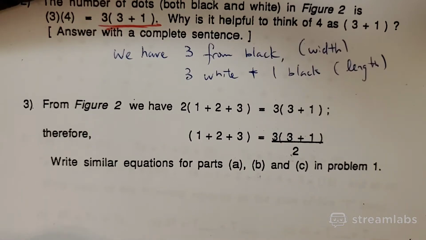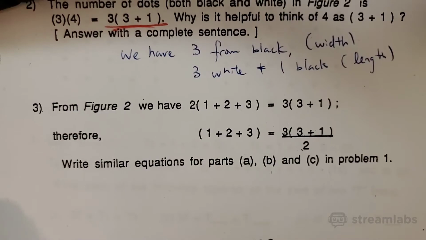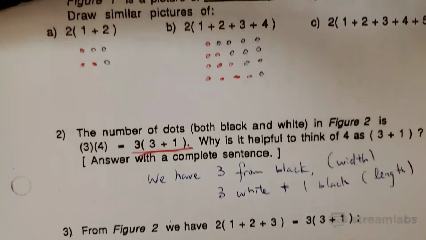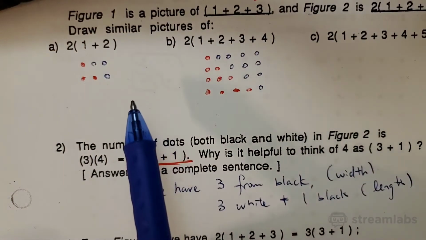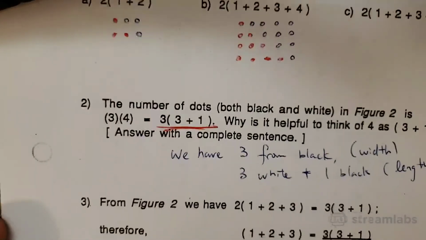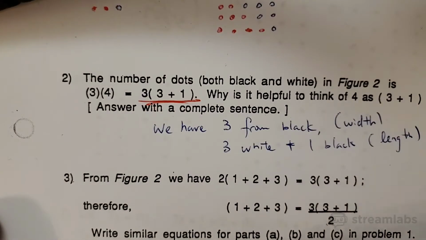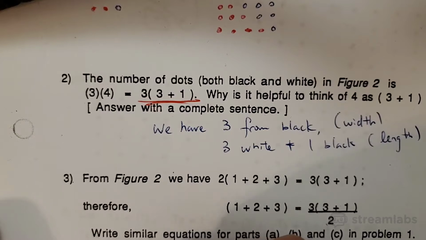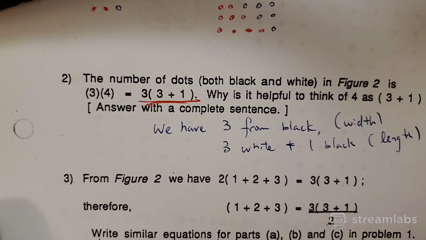Sounds kind of familiar. Well, let's write similar equations for part A, part B, part C. Part A, we had this one, right? So this is 2 times 1 plus 2, right? For A. B was 2 times 1 plus 2 plus 3 plus 4, right? C was 2 times 1 plus 2 plus 3 plus 4 plus 5, right?